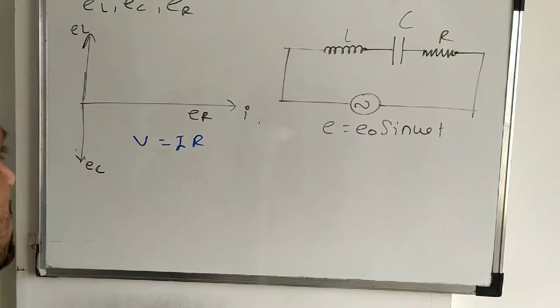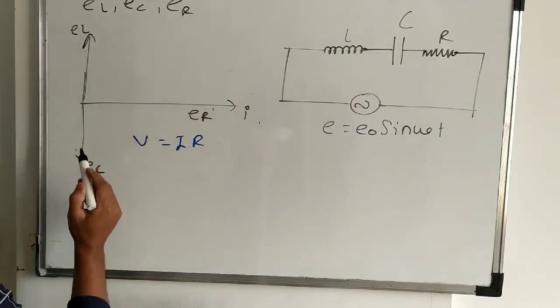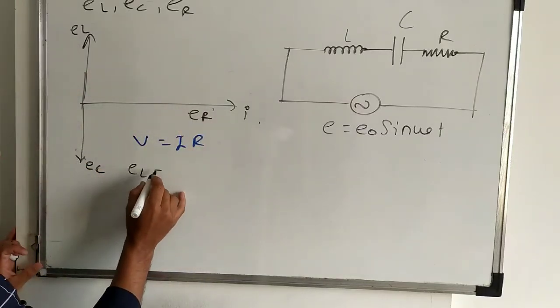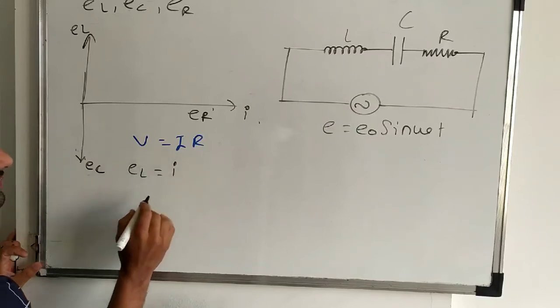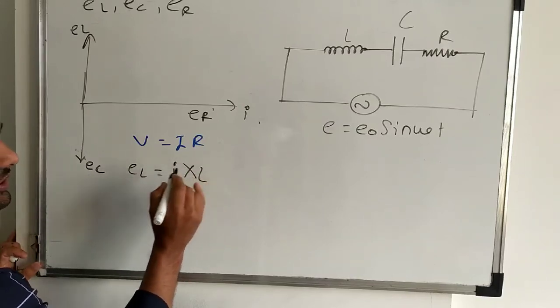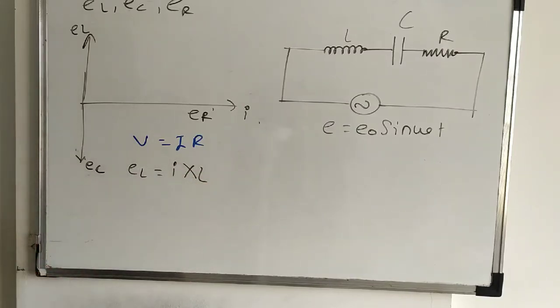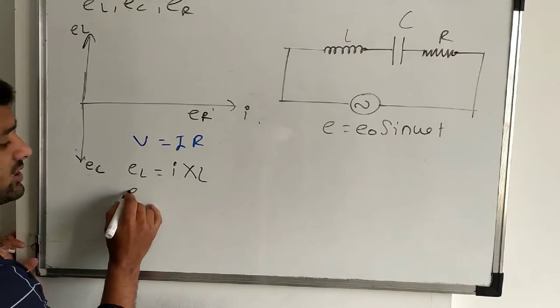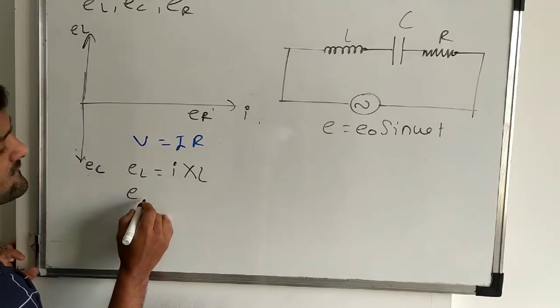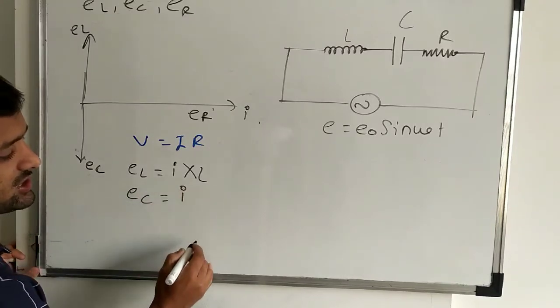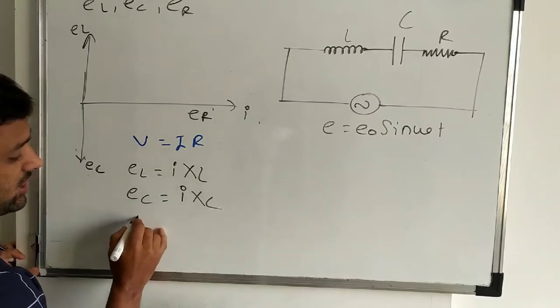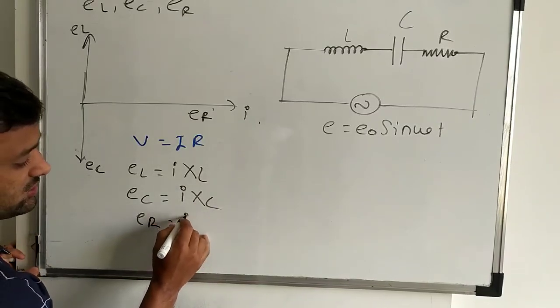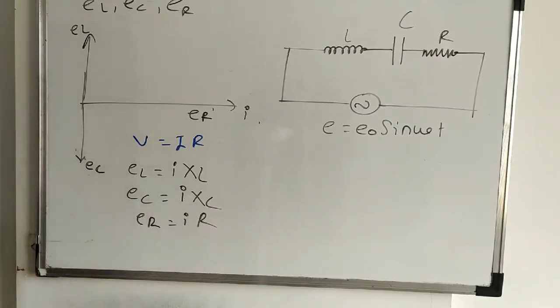But how we can write the values for EL, ER and EC here? For EL we can write I is same, times the value of inductive reactance, that is the opposition offered by inductor, XL. How we can write it for the EC? Then it is I times XC. And how we can write it for the resistor? Then it is IR.